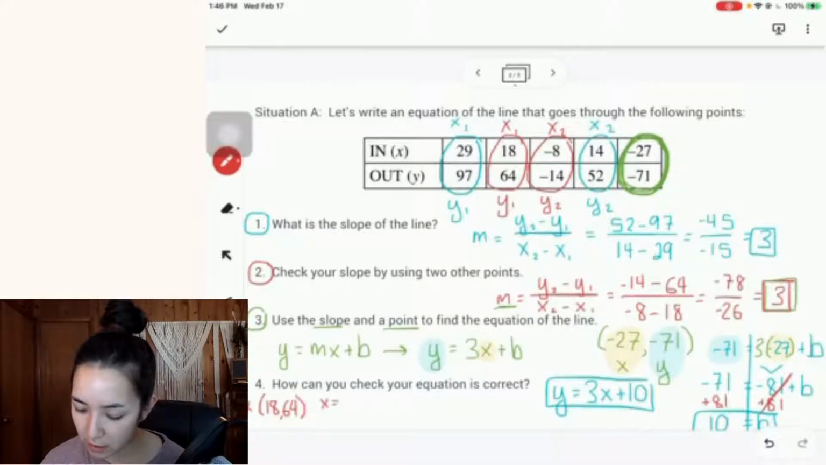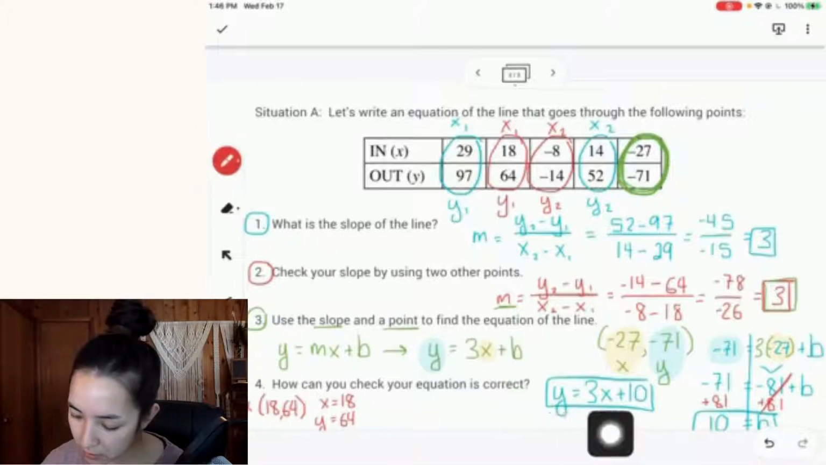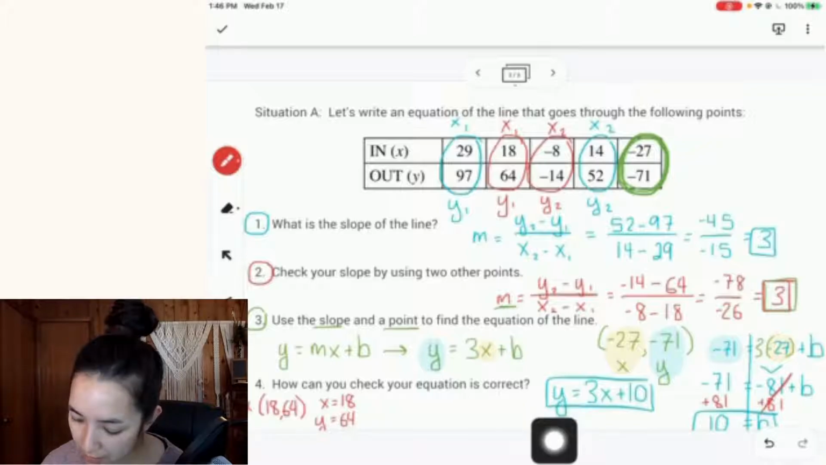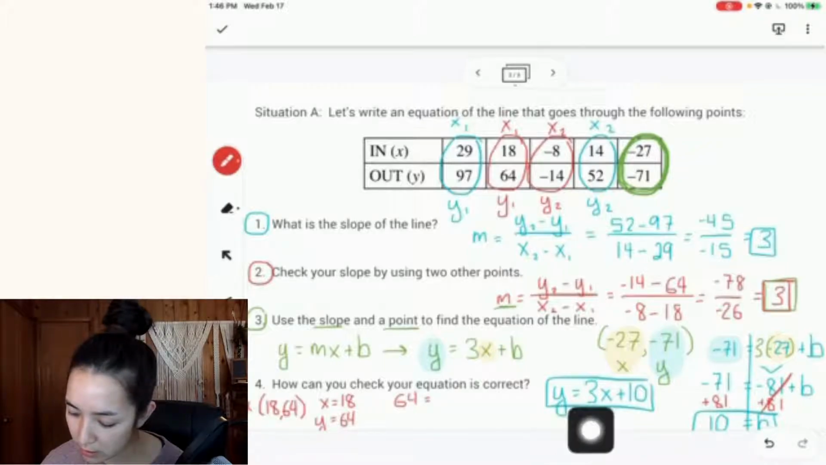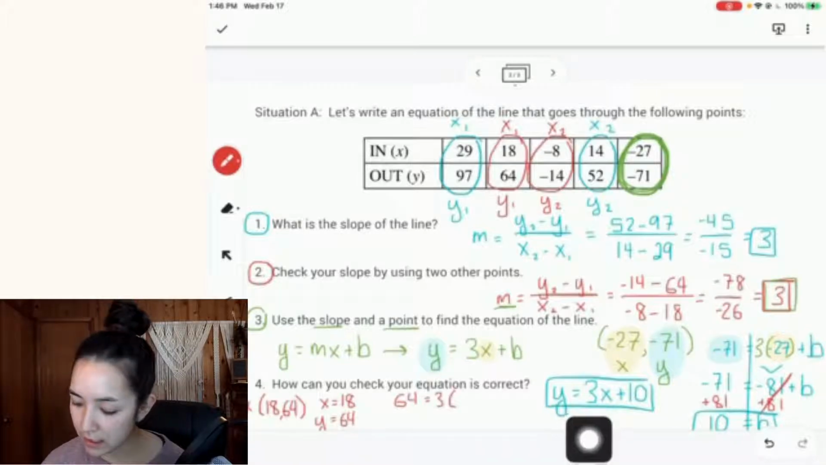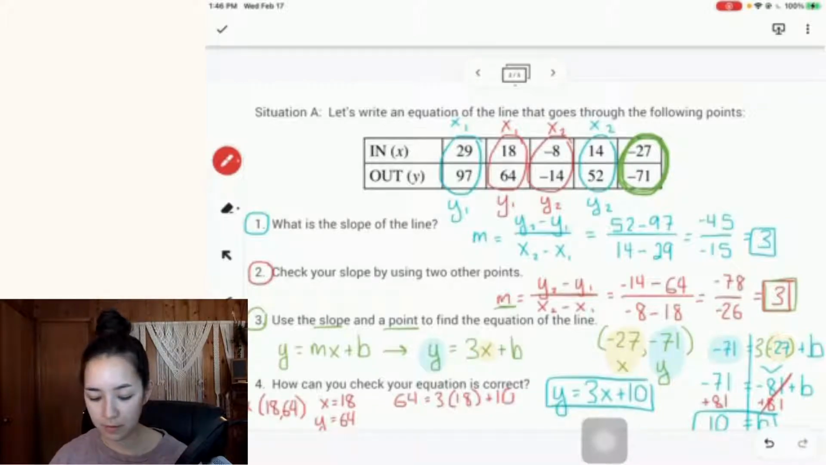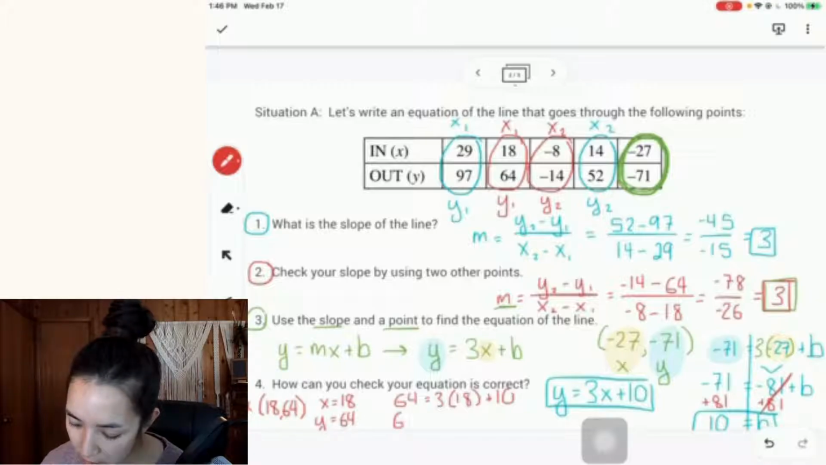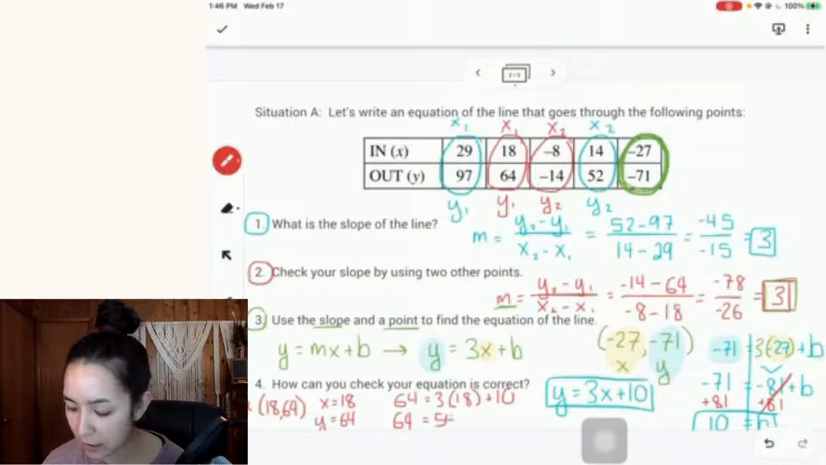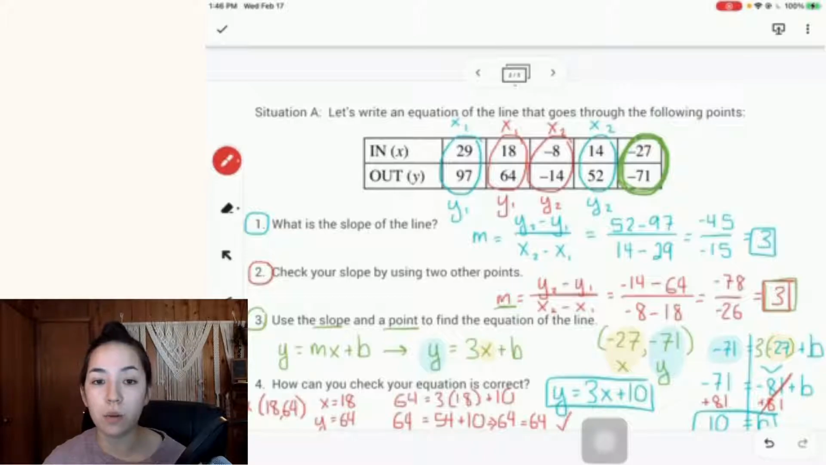So x equals 18, y equals 64. So in our equation, instead of y, I'm going to write 64, equals 3. Instead of x, I'm going to put 18 plus 10. 3 times 18 is 54. So we get 64 equals 54 plus 10, which is just 64 equals 64, which is true.